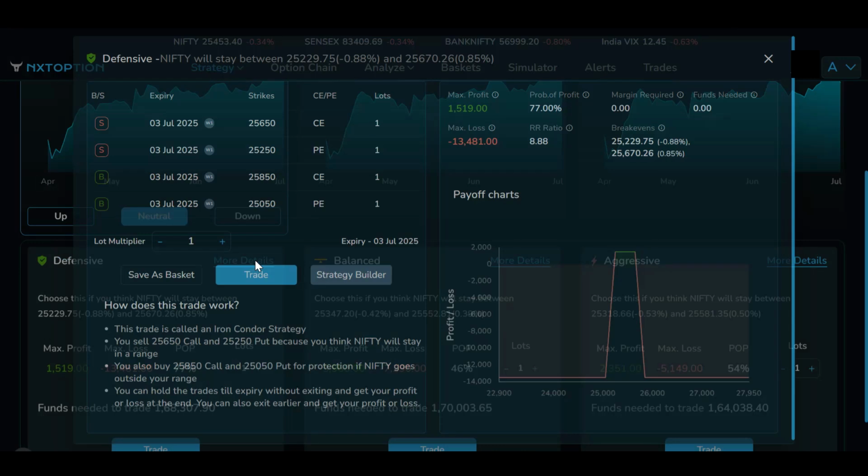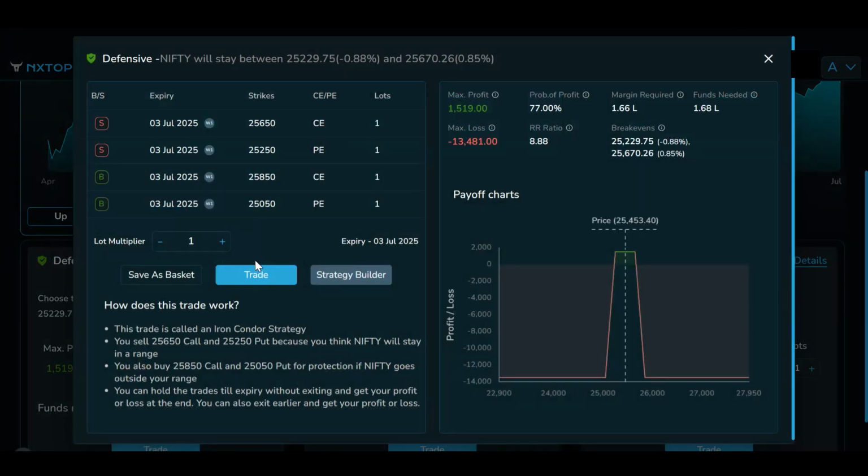Again, if you click on more details, it tells you that you have to buy 25,850 call one lot, 25,050 put one lot, and sell 25,650 call and 25,250 call. If you click on the chart here, it tells you that if the market closes around 25,250 to 25,450, it's given the range here.